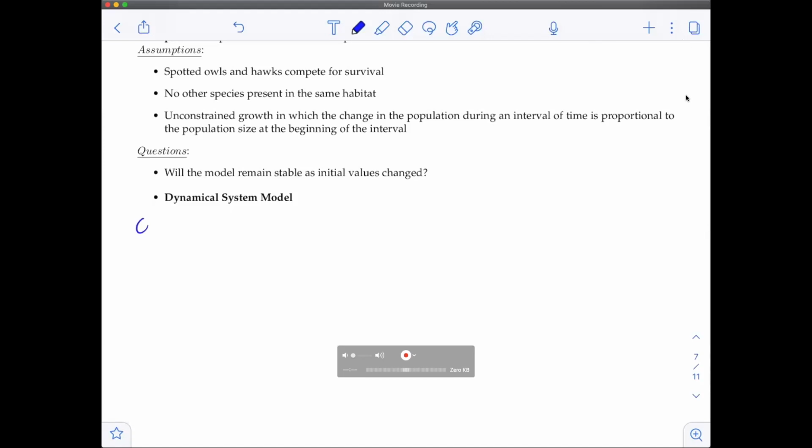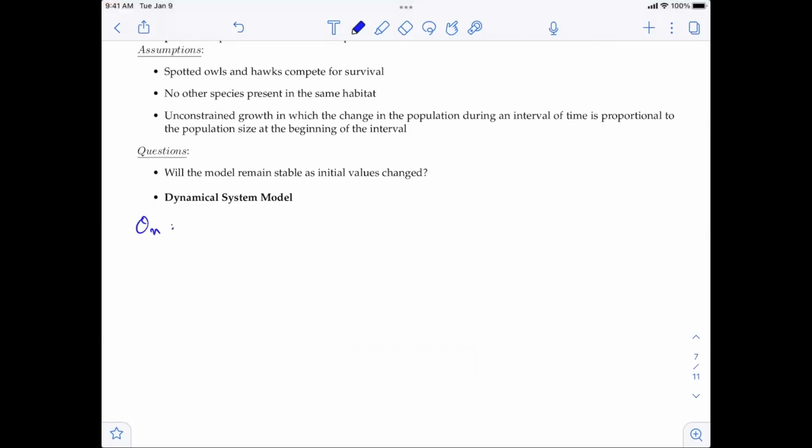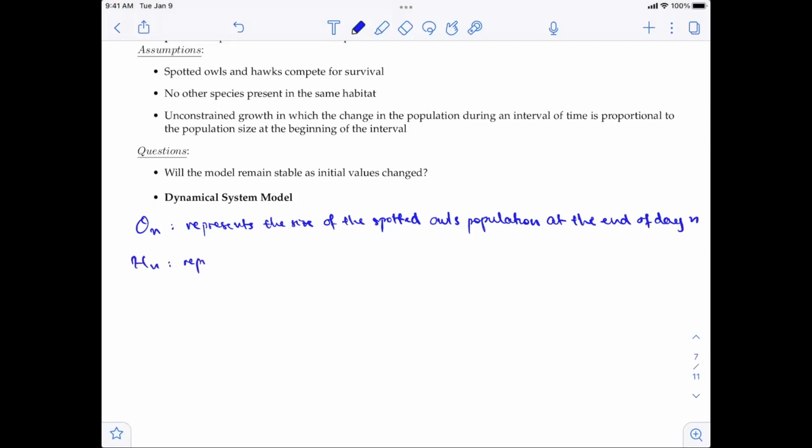So we first determine that O sub n represents the size of the spotted owl population at the end of day n. And H sub n represents the size of the hawk population at the end of day n as well.